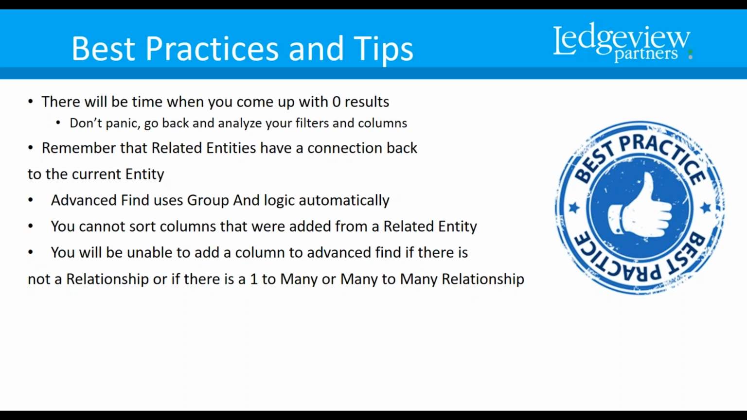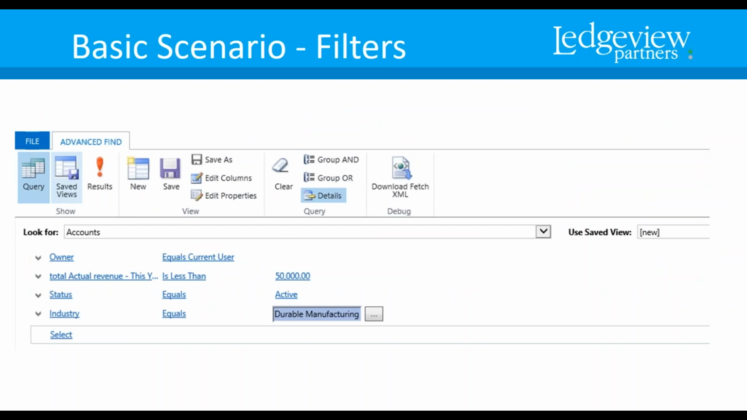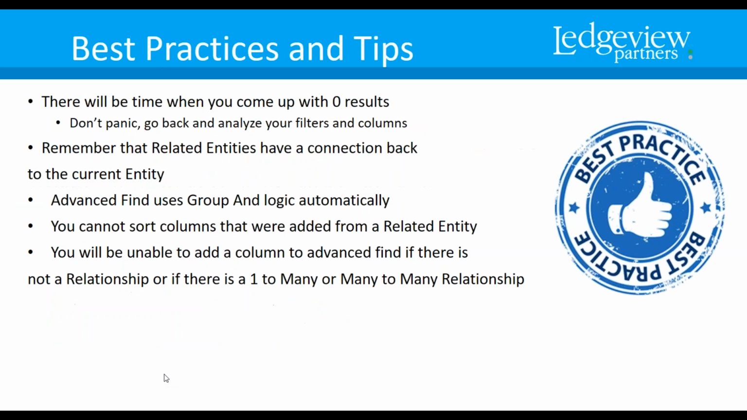Advanced find uses group and logic automatically. That means if I go back here, when I set these 2 different items, this is saying the owner equals current user and the total actual revenue is less than 50,000. And I apologize, this should actually say is greater than 50,000, not is less than. But it's saying each of those must be met. So this must be met, and this, and this, and this. Out of the box, it considers each of these to be something that has to be met. So that's why it uses group and logic automatically.